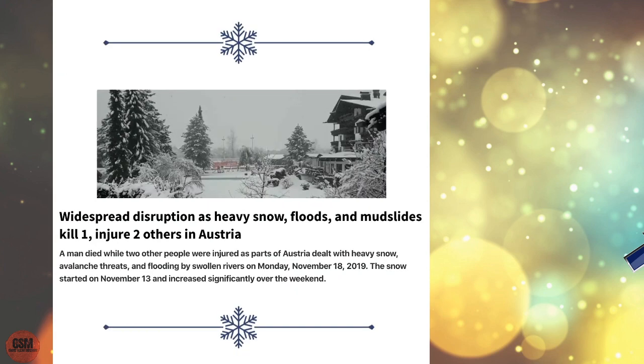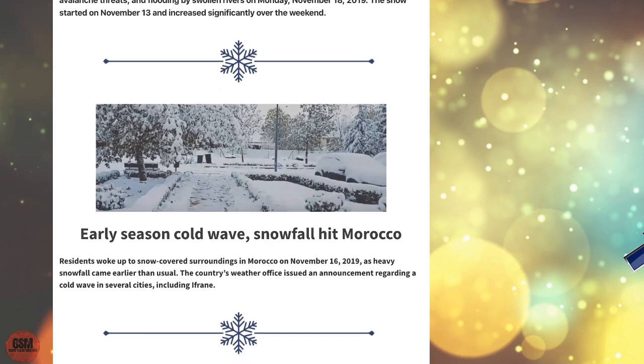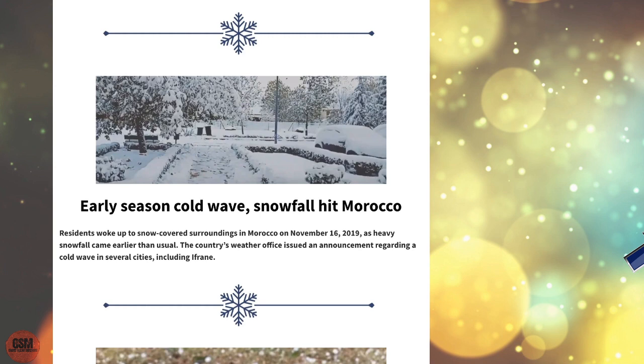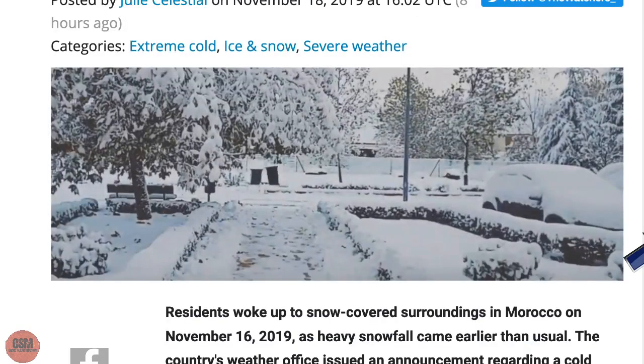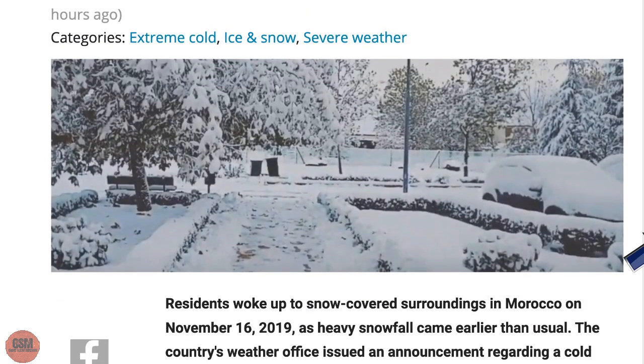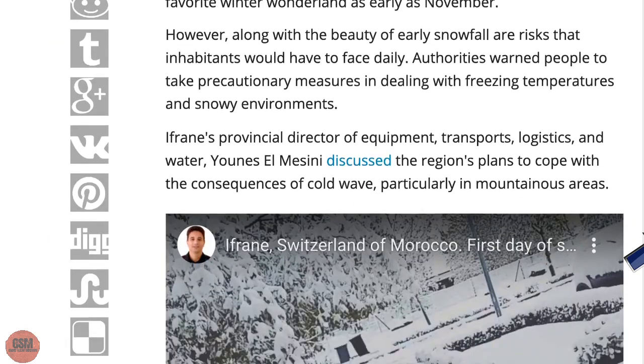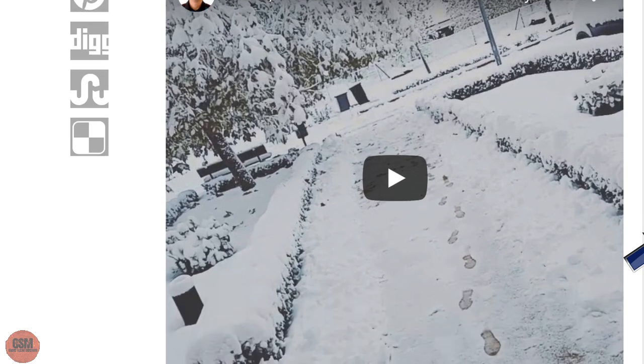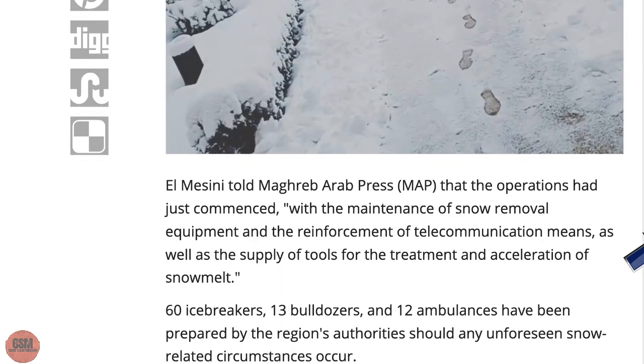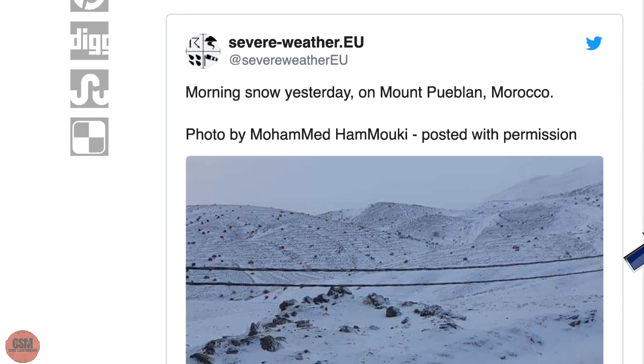Widespread disruption of heavy snow, floods, and mudslides kill one person, injure two in Austria. Whoops, I apologize, folks. That might have been me there. Early cold season. Snowfall hit Morocco. Looks like a lot of snow to me. Residents woke up to the snow-covered surroundings in Morocco on November 16th as heavy snowfall came in earlier than usual. The country's weather office issued an announcement regarding a cold wave in several cities. Why am I showing you guys all this snow? I want to show you the pictures of how much has fallen in November, in Morocco, in Iran, areas that really aren't used to snow like this early.